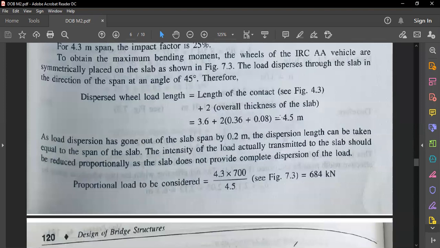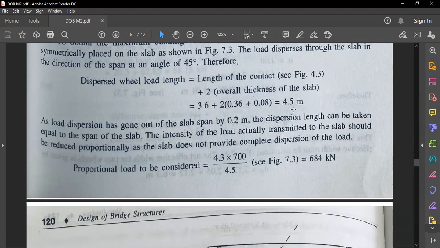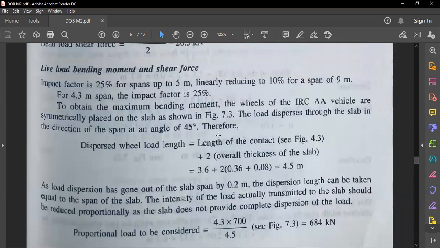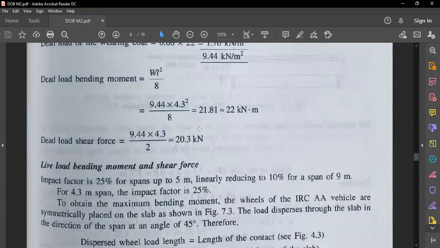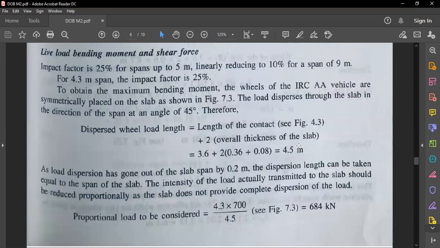3.6 plus 2 times the overall thickness of the slab, including wearing coat, thickness of deck slab plus wearing coat. That will give you 4.5 meter. So your deck slab, that is bridge, is of 4 meter, but the dispersion length is 4.5 meter, which is exceeding the bridge length. So out of 4.5 meter, I have to consider the load which is acting only on 4.3 meters. Correct? Since your effective length is 4.3 meters.